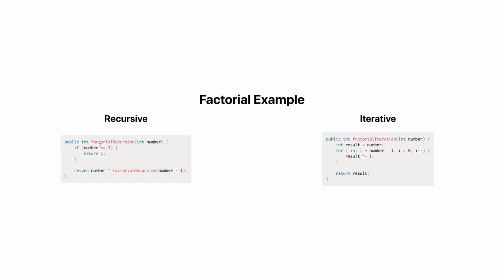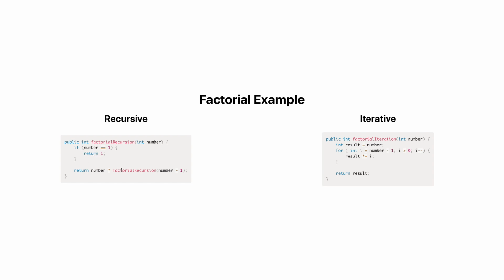Now we can also do this recursively. With a recursive function, it would look something like this, where we take in the number. If number equals 1, we just return 1. If the number doesn't equal 1, we return this number times a call to the same exact function again. Say it's 5 again. So we're returning 5 times the result of factorial recursion of number minus 1, so that's 4. We call this again, but number is going to be 4.